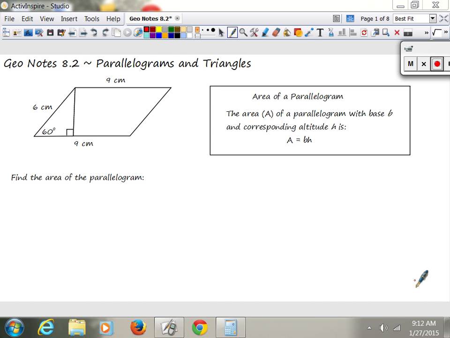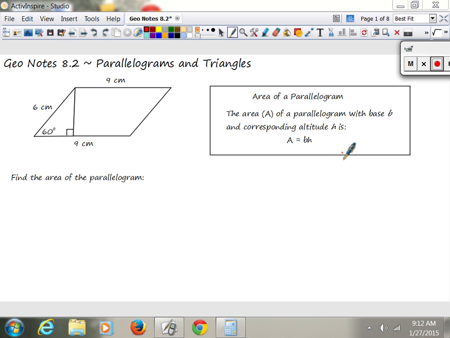All right, yesterday we were talking about rectangles and squares. Today we are moving on to parallelograms and triangles, and another kind of parallelogram is a rhombus. So under this umbrella of parallelograms, we also have a rhombus, and that's on these notes as well. Area of a parallelogram. It's exactly the same as the area of a rectangle.